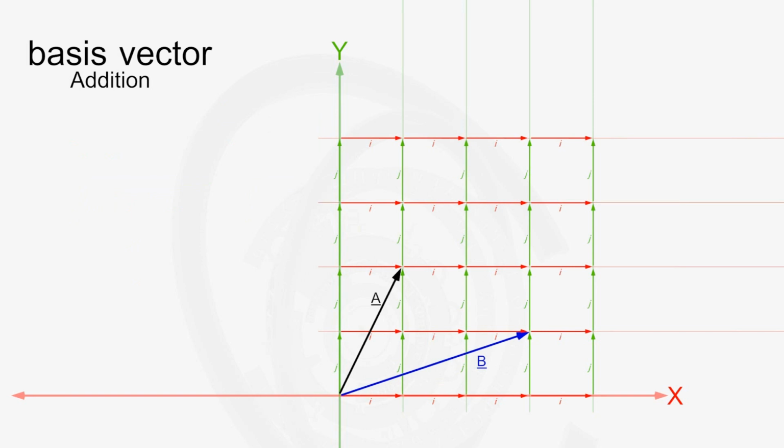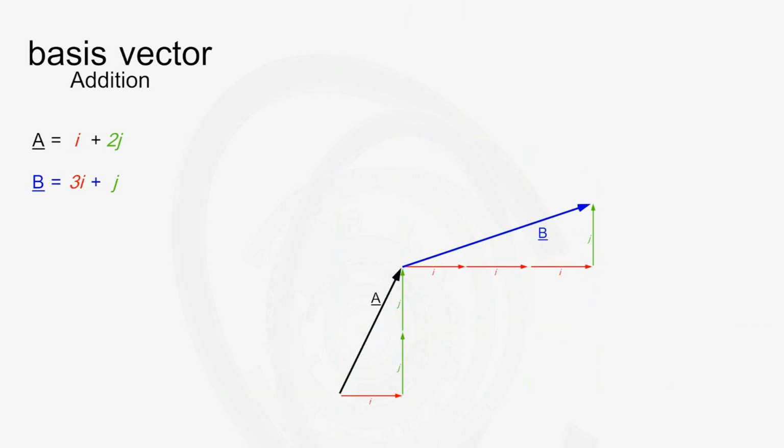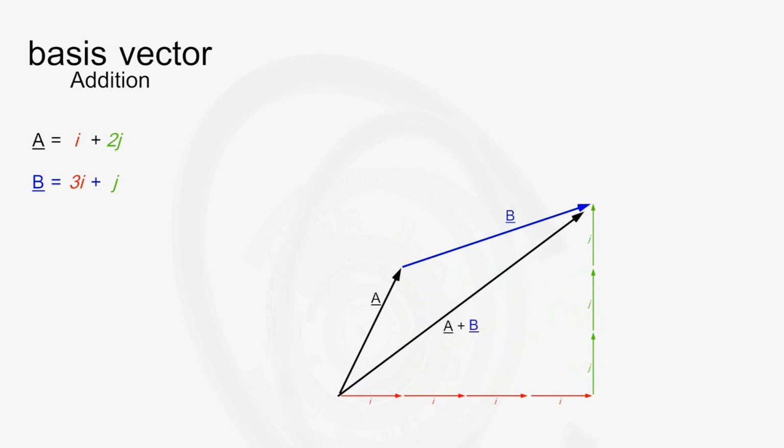Vector addition with basis vectors. To add these 2 vectors, we first form the tail-to-head arrangement. Now, rearranging the basis vectors and counting them, we can simply find the sum of these 2 vectors. With these basis vectors, we can simply visualize the addition process of vectors.